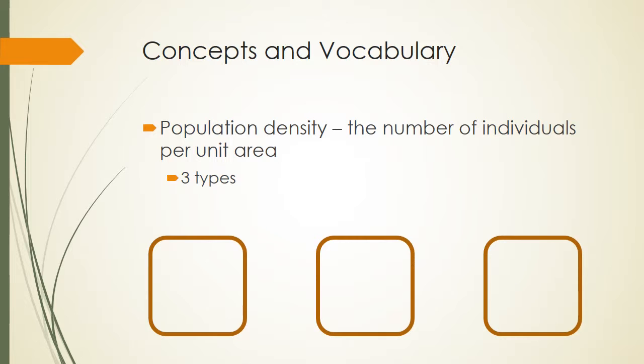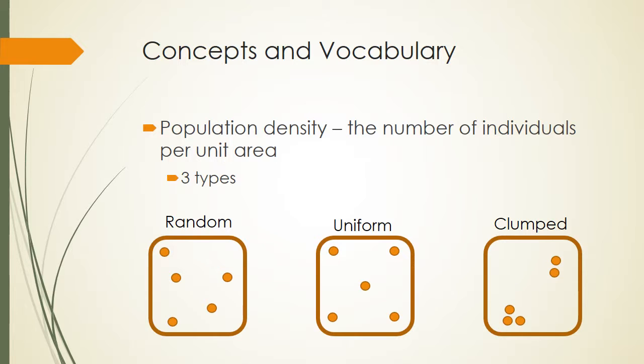Random, when there is no pattern to where individuals can be found. Uniform, when individuals are evenly spaced apart. And clumped, when individuals form groups across the area.